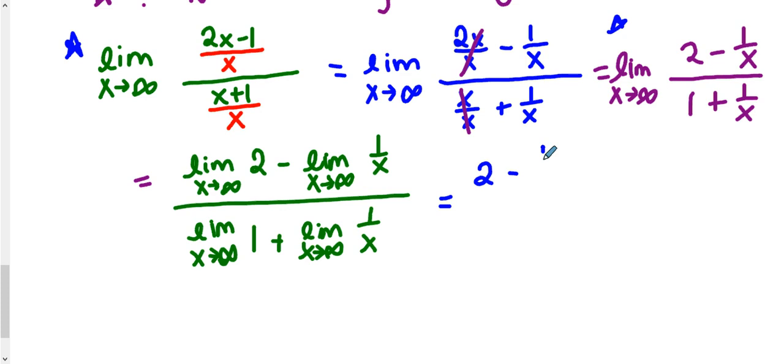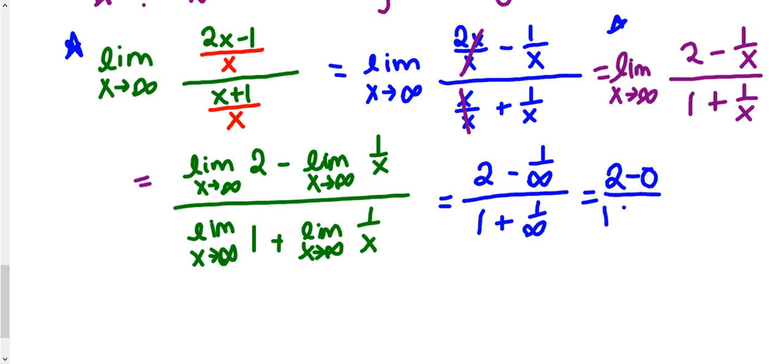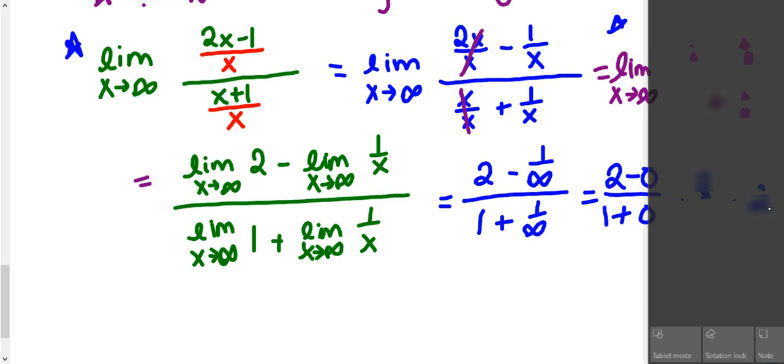Minus, plug in infinity, I have 1 over infinity. Over 1 will stay 1, plus 1 over infinity. Well, 1 over infinity means really, really small pieces, so those go to 0. So I have 2 minus 0 over 1 plus 0, which is 2 over 1. 2 divided by 1 is 2.